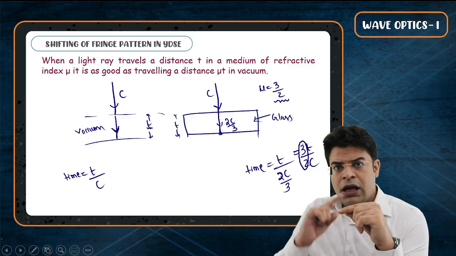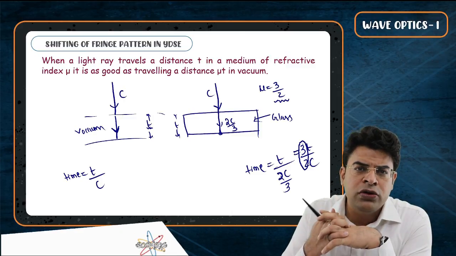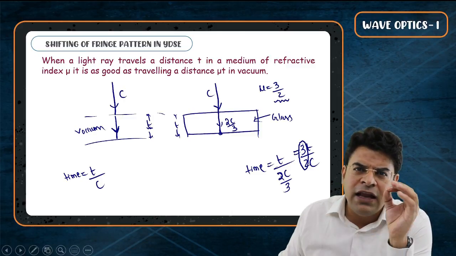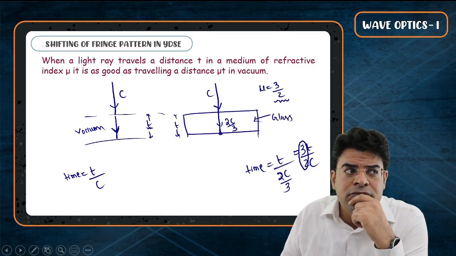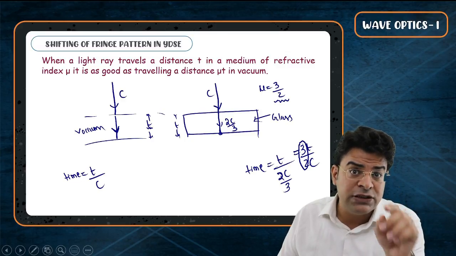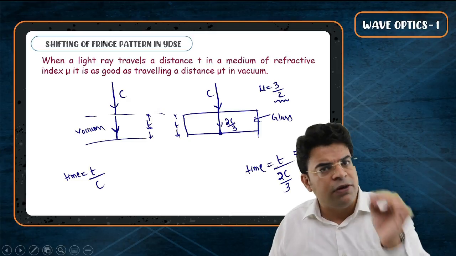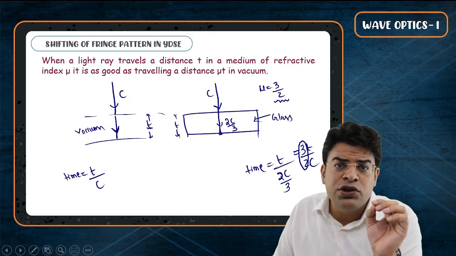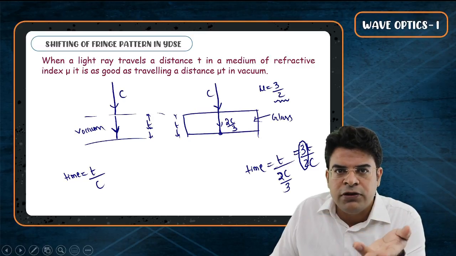When a light ray goes from one medium to another, what happens to the frequency? It remains the same. Speed changes, wavelength changes, frequency remains the same. If I ask you what happens to angular frequency, then the frequency remains the same, so angular frequency remains the same.